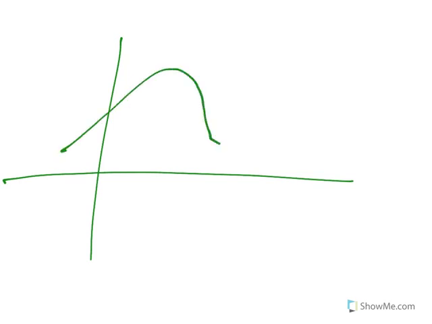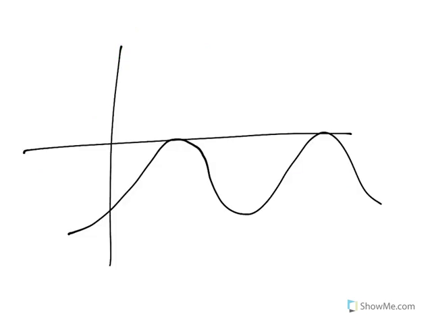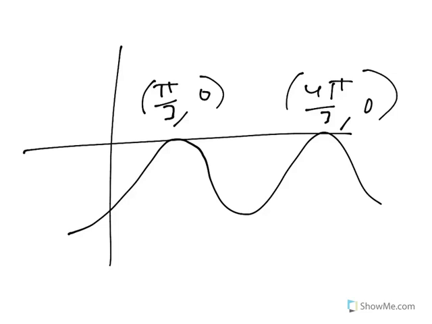We don't have to make really distorted graph paper anymore. We can go in the opposite direction. Here I have a graph, something like this. And this point is pi over 3. This is pi over 3 comma 0. This is 4 pi over 3 comma 0.